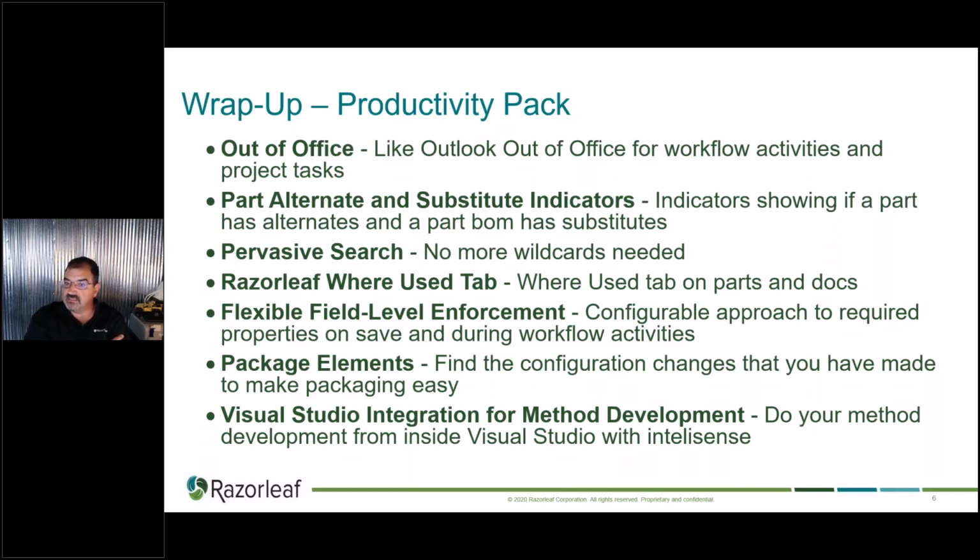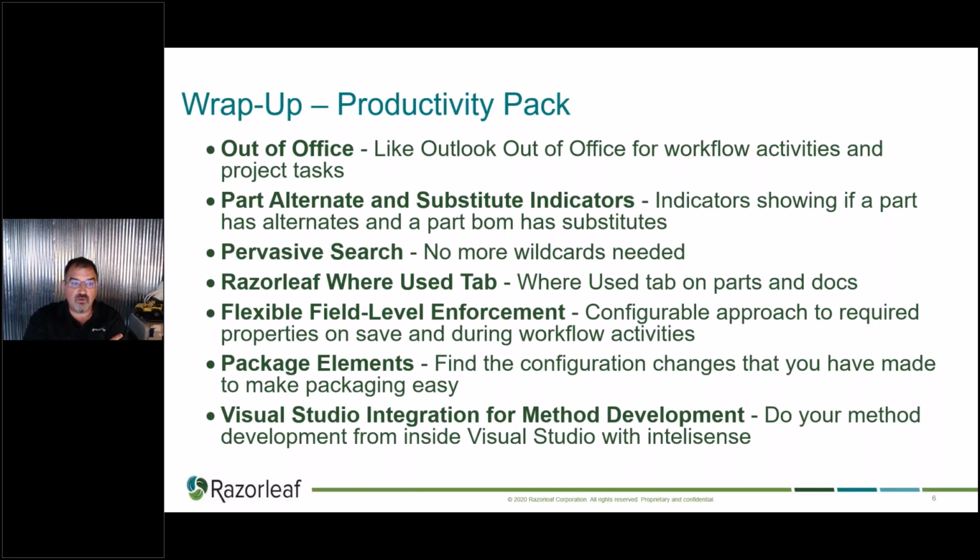This is a nice indication. If you're using part alternates and substitutes, it's a nice way to get some indicators in the search grids and in the BOM tab that a part has an alternate or a part BOM has a substitute. Pervasive search is a way to do some searching inside of Innovator without doing wildcards. So you still have the same blue bar. You work in searches just like you do today, except you don't have to type in the wildcards when you're looking for information. They're just implied wildcards.